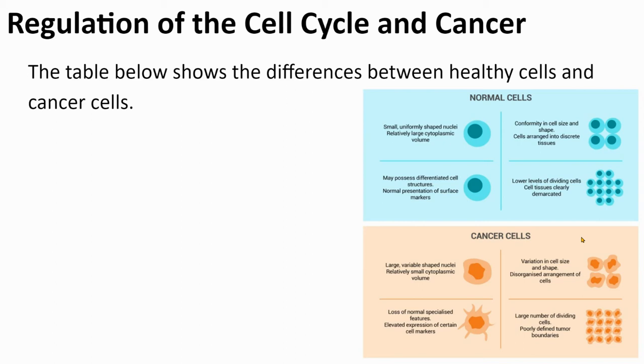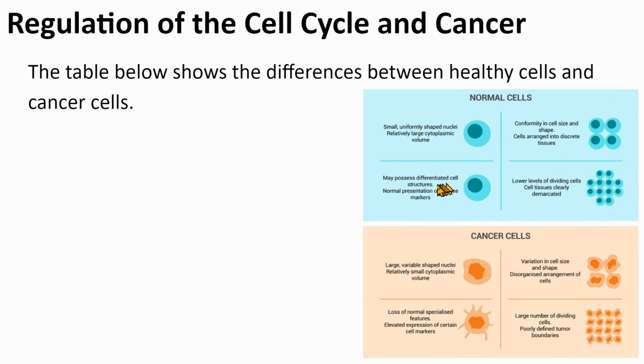The table below shows differences between healthy cells and cancer cells. Normal cells usually have small, uniformly shaped nuclei and a relatively large cytoplasmic volume. So this is the nucleus. Cancer cells have large, variable shaped nuclei, so the nuclei aren't round, and a relatively small cytoplasmic volume. So this has a bigger nucleus, and it's oddly shaped, and the cell's oddly shaped.